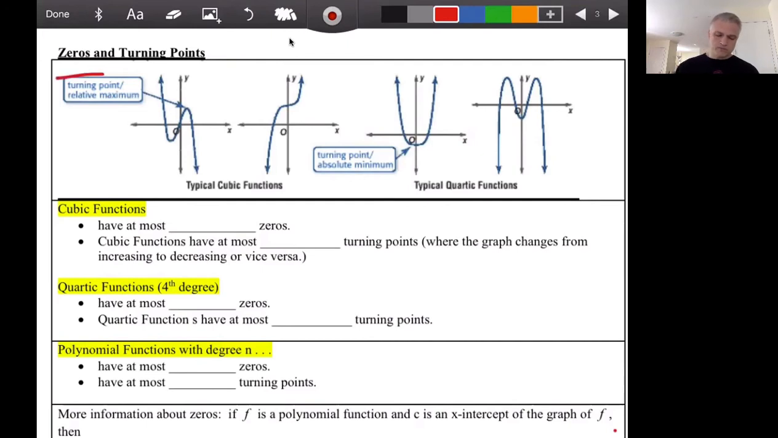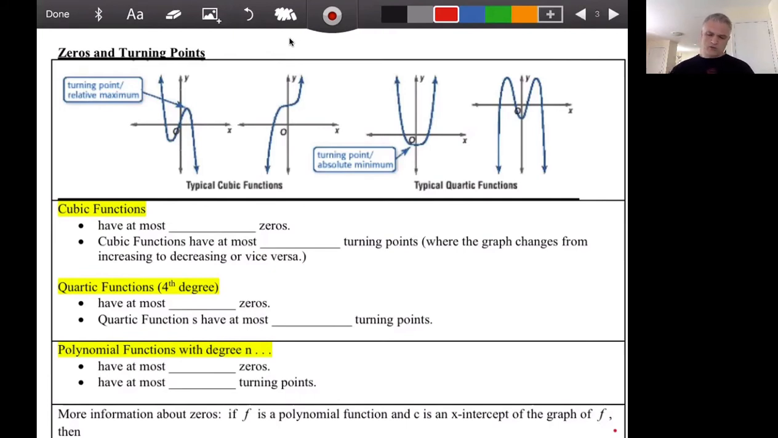Turning points. Turning points are local or relative maxes and mins. Okay, local extrema. So if you have, in this case, a local max, that's a turning point. That's a turning point in your graph. A local min or an absolute min is a turning point. So any min or max, every extremum, is going to be a turning point for you.